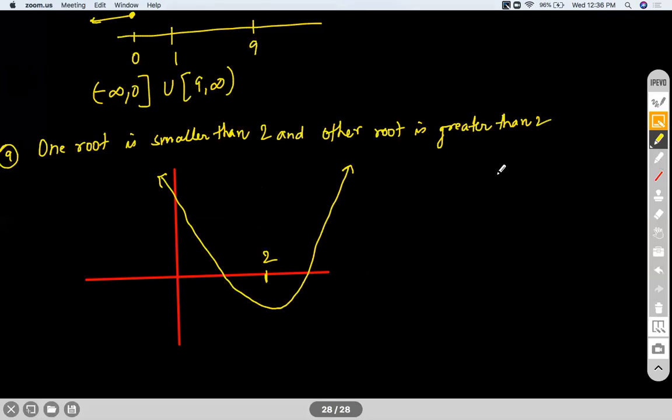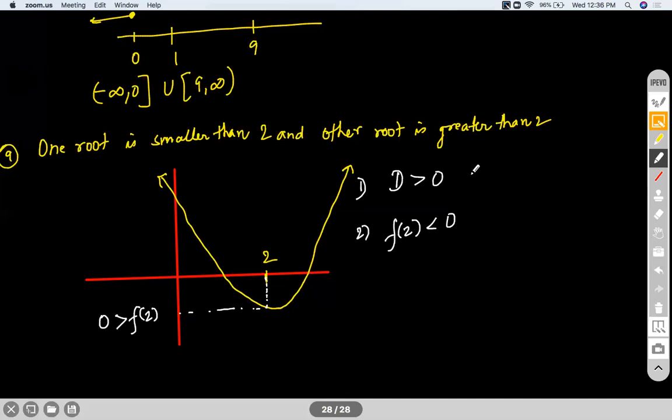See, a couple of things come out from here. First of all, your roots must be real and distinct. Second, your f of 2 must be negative, because if you find the value of the function at 2, it's coming to negative. Correct? Let's solve them and take their intersection. Yes, sir. Zero we have already done. M should belong to minus infinity to 1, union 9 to infinity.